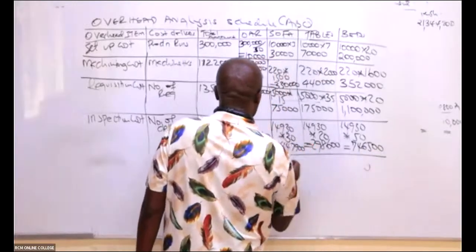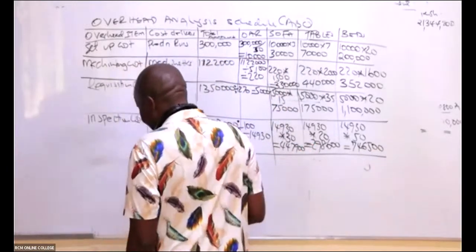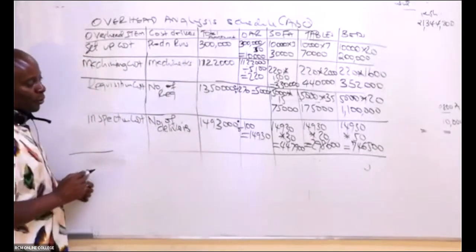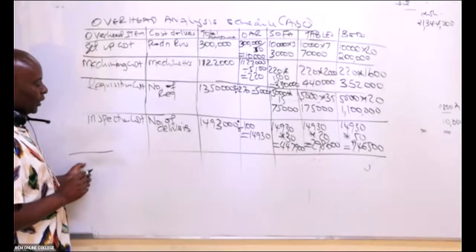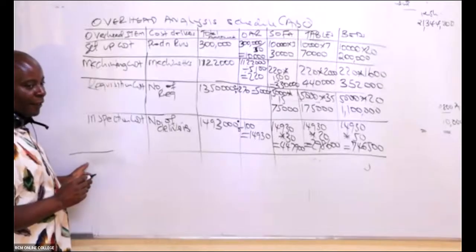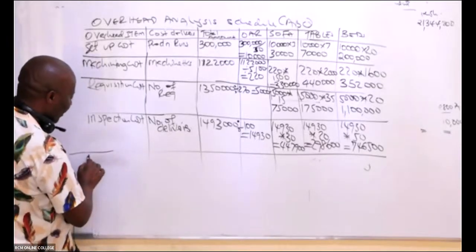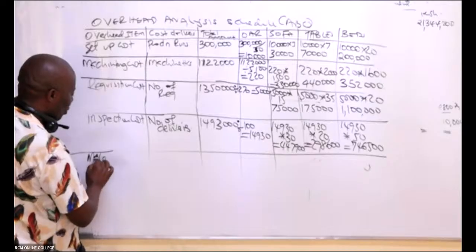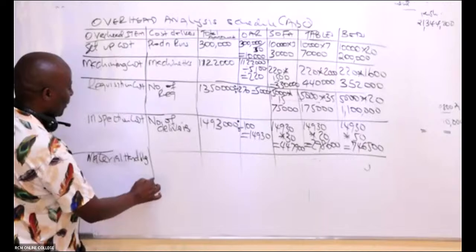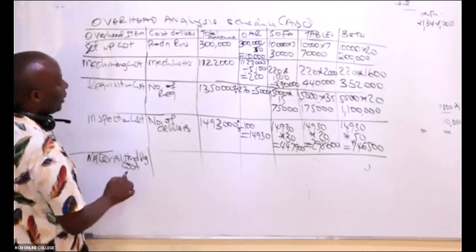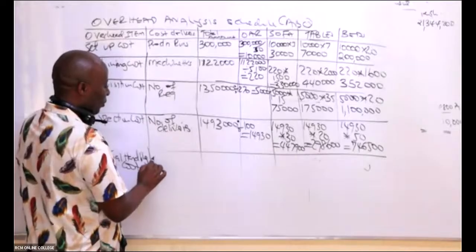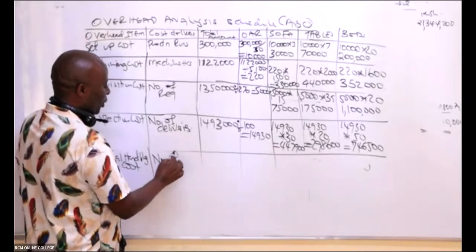Is that all, or do we still have other cost items? We have one more to go. What is the name of this last one? Which cost? Material handling costs. What is the cost driver name? Number of orders executed.